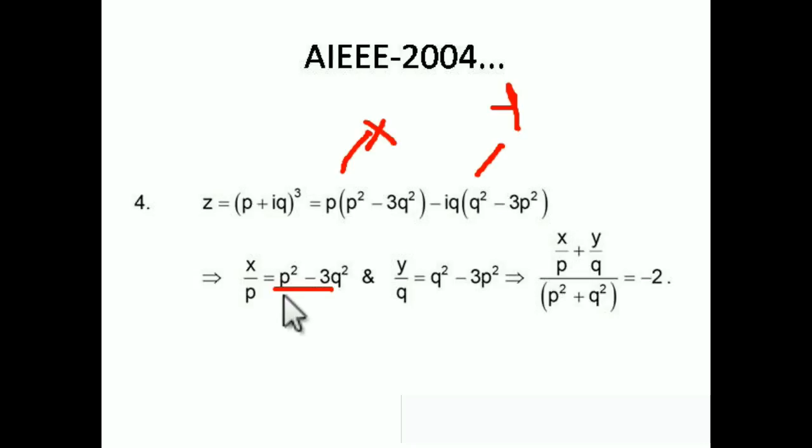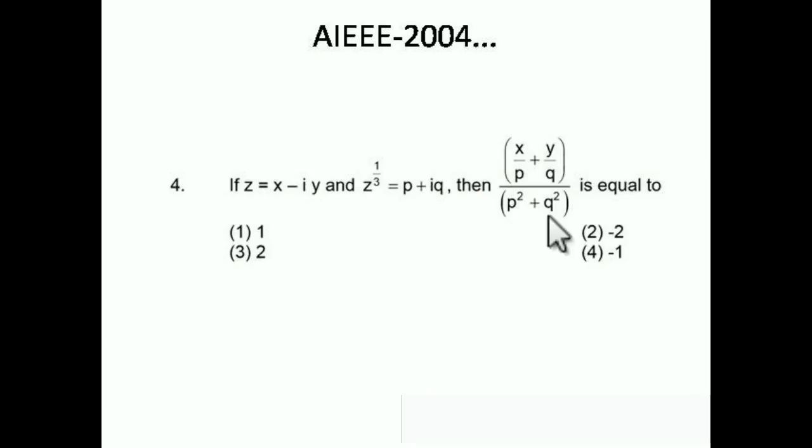Okay, so now I add them up. If I add them up, I have p square minus 3p square, that is minus 2p square, and here I have minus 2q square. So minus 2 gets common, so minus 2 into p square plus q square, and this p square plus q square gets cancelled out, and I am left with minus 2. So minus 2 is my right option. Answer option number 2 is my right option, minus 2. Okay, so very easy question.